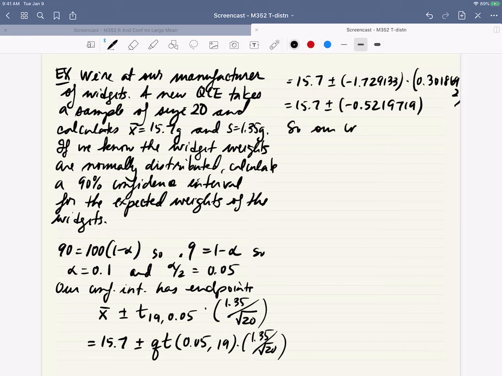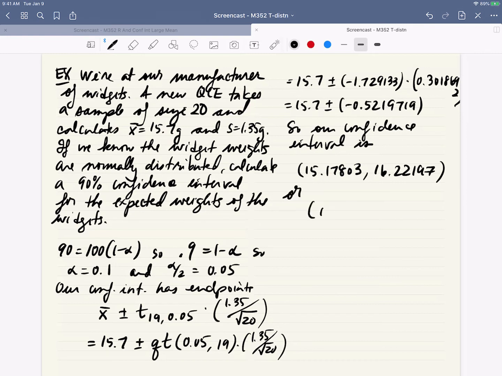So our confidence interval is 15.7 minus that number there, which is 15.17803, and then plus that number, 16.22197. Or if we want to round, we could round to the nearest second decimal place. And there's our confidence interval.